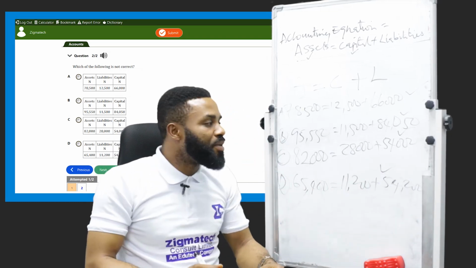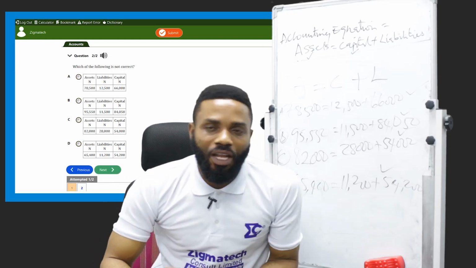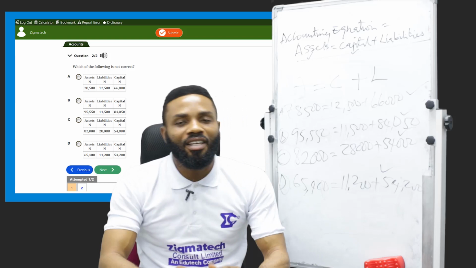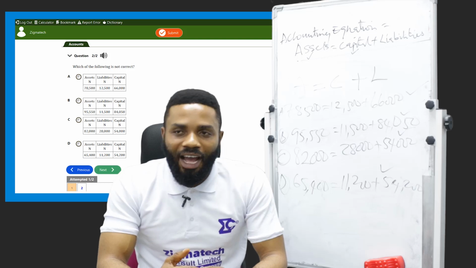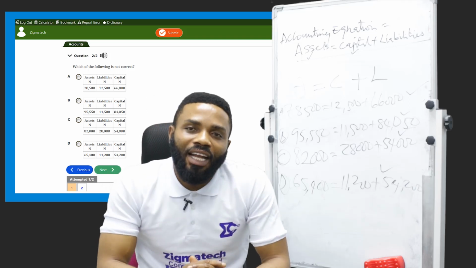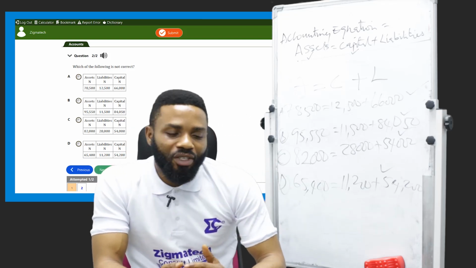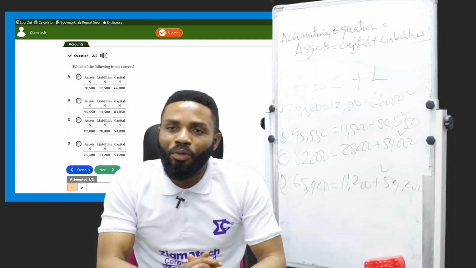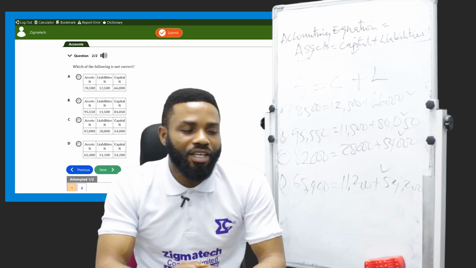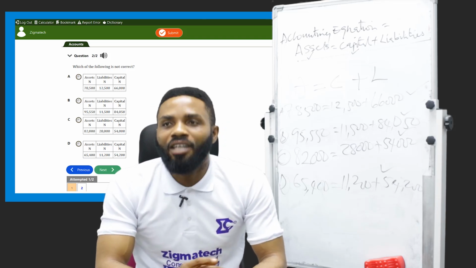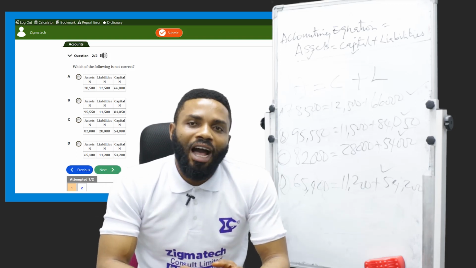All right, so far we've been able to define what accounting equation is. We said accounting equation expresses relationship between assets, capital, and liabilities. And then we have said that it is the foundation under which the double entry principle is developed. And we said double entry principle is a principle that states that for every debit entry, there must be a corresponding credit entry.